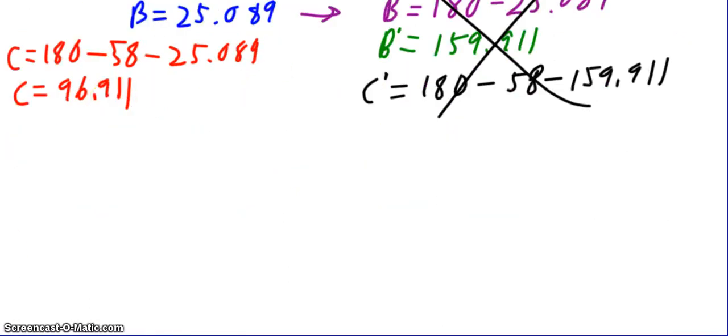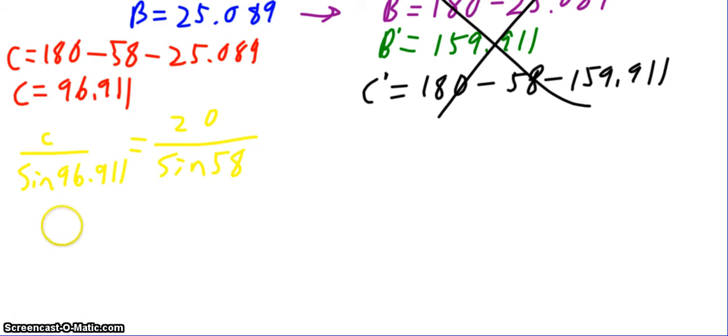So now I can go ahead and find little c over here. So little c over the sine of 96.911 equals 20 over the sine of 58. And so if I solve for little c, I end up with little c is 23.412. Okay, so that was an example of one solution.